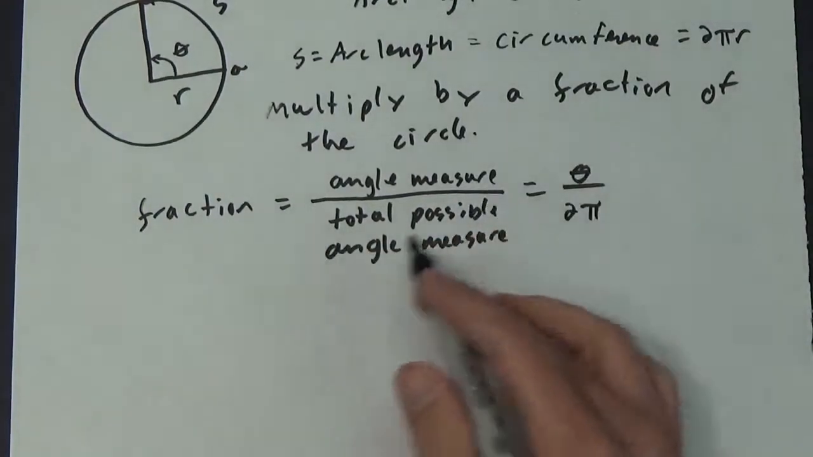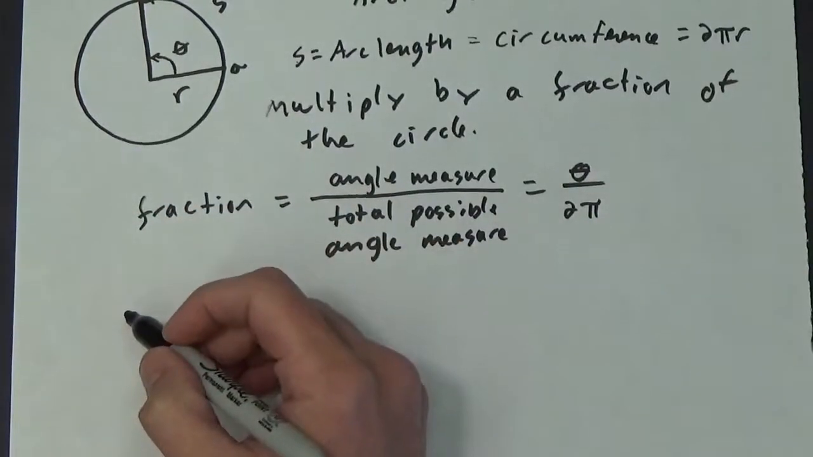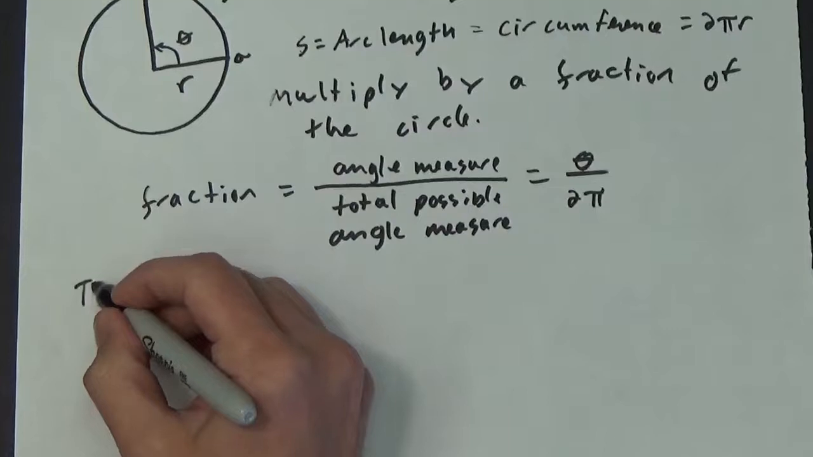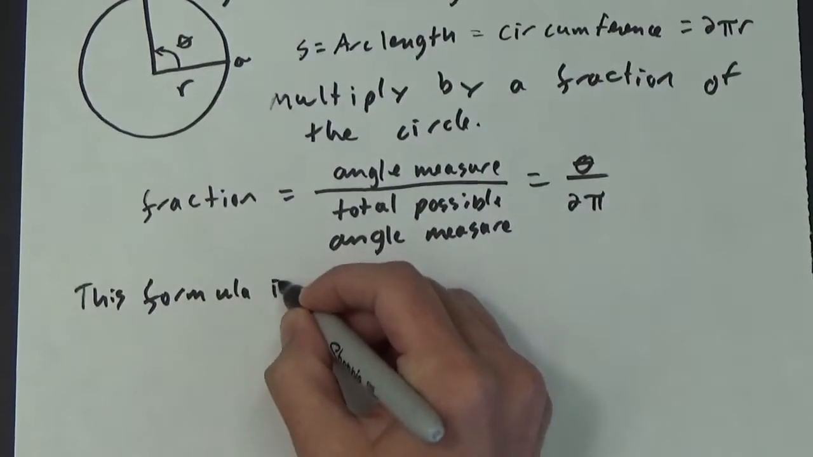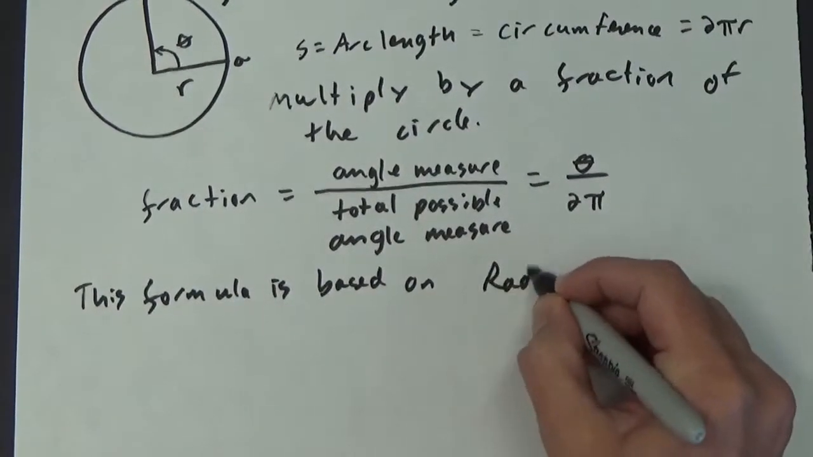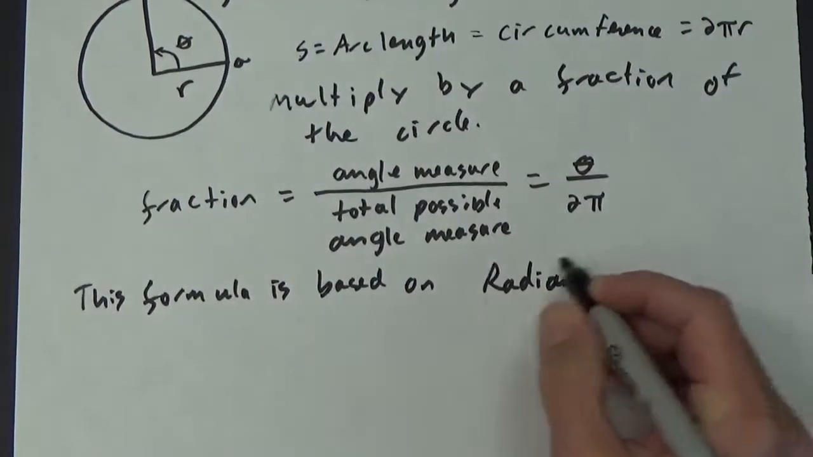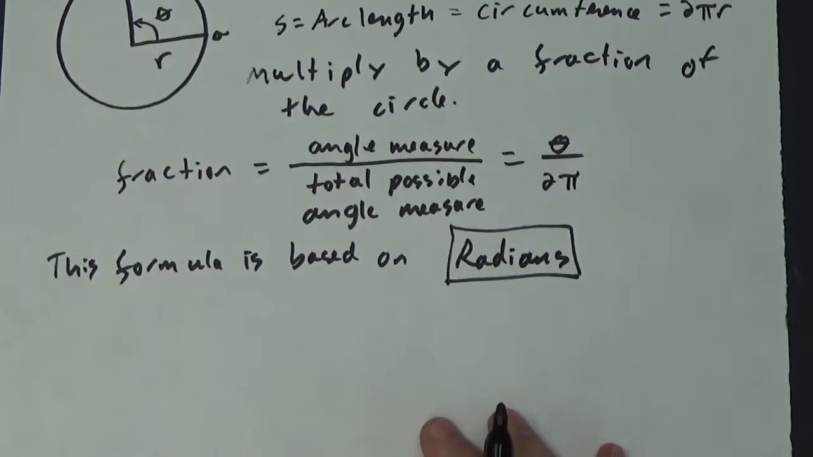All right, so I guess that's one thing we need to clarify. This formula is based on radians. I'm going to put a box around the word radians. You got to get used to using radians.